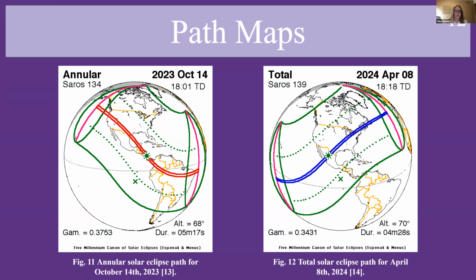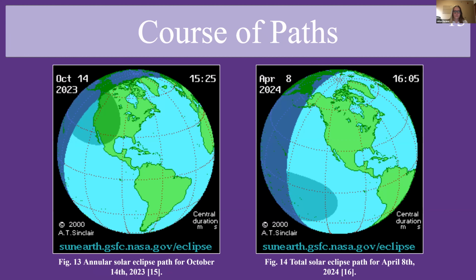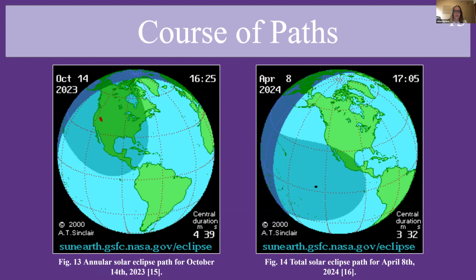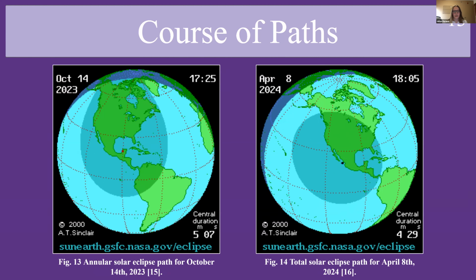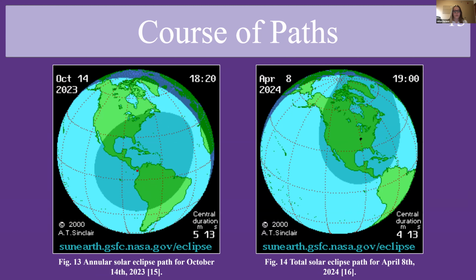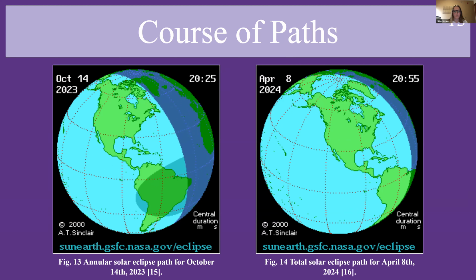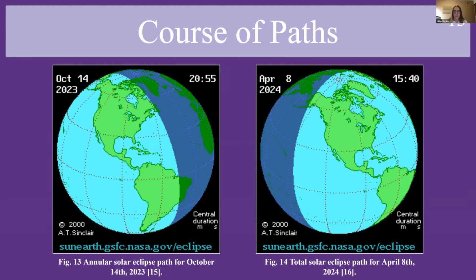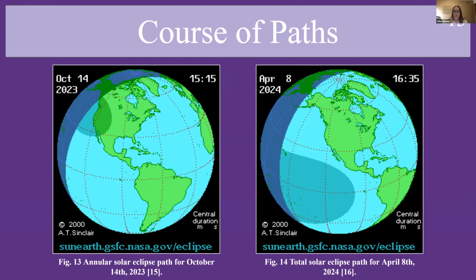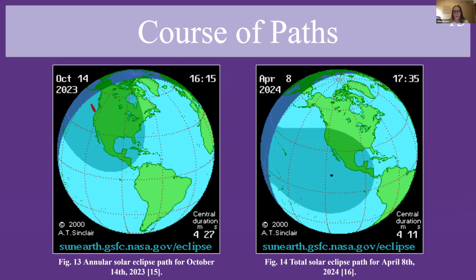So these are the path maps for both the annular in figure 11 and the total in figure 12 solar eclipses. The red line on the annular solar eclipse and the blue line on the total solar eclipse depict the paths of maximum coverage. And then these maps provide a better example of how the penumbra and antumbra of the annular solar eclipse in figure 13 and the penumbra and umbra of the total solar eclipse in figure 14 will move across the Earth. The darker spots in the middle of the large shadows are the antumbra and the umbra of their respective solar eclipses.